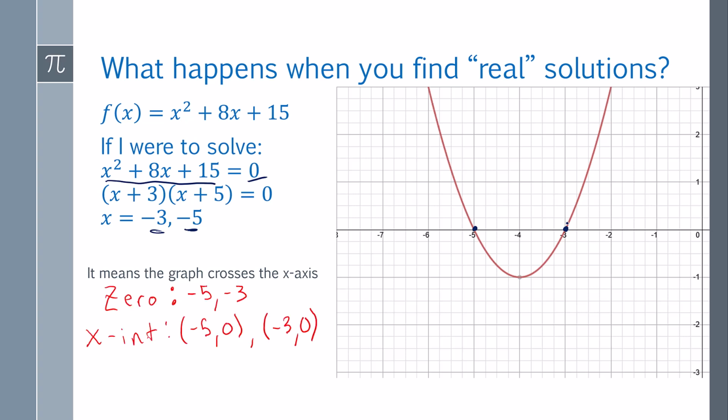Now, there's a few other names that you're going to see. Solutions could be the same as zeros. It could be the same as x-intercepts. You can even see a phrase called roots. All of those words mean the exact same thing. It's asking, where is it intersecting with the x-axis, or what are my zeros, or what are my x-intercepts?